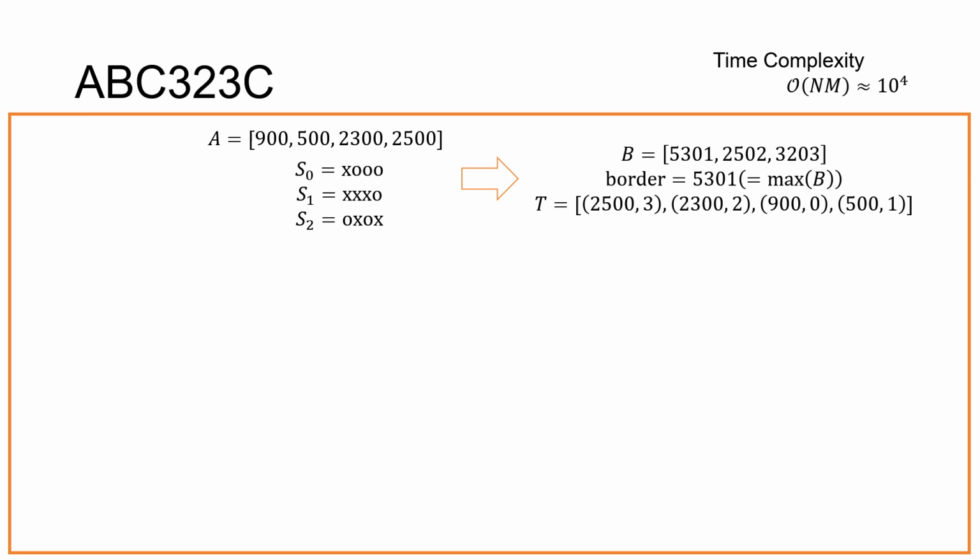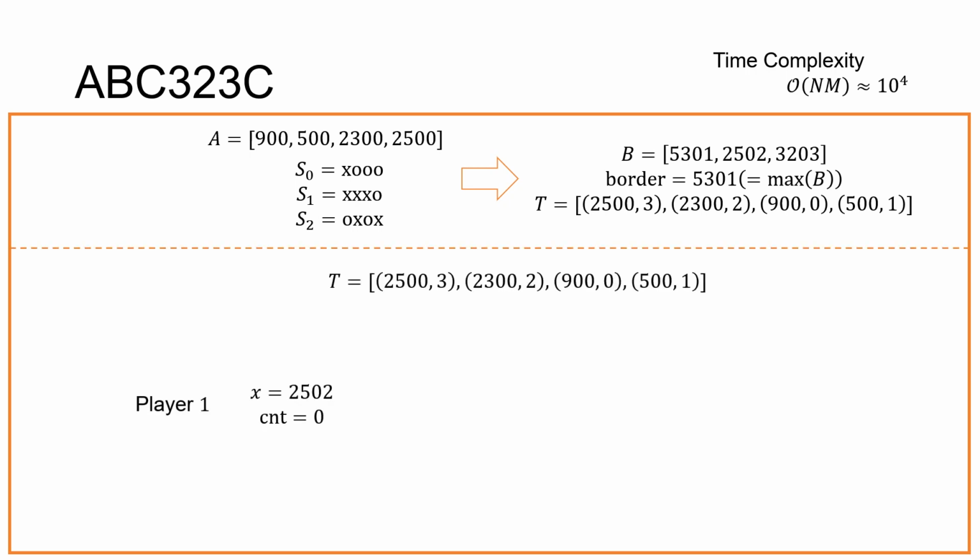To exceed the border score with the minimum number of problems, they must select problems in descending order of scores. Therefore, we should prepare the list T, whose values consist of a score and the index of the problem, and sort T in descending order of the first value.